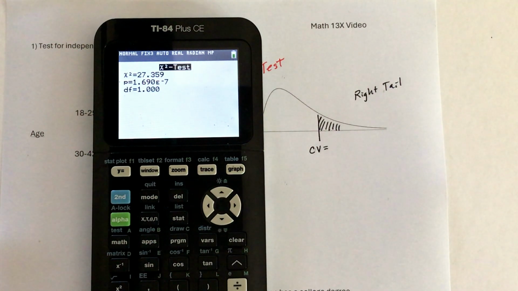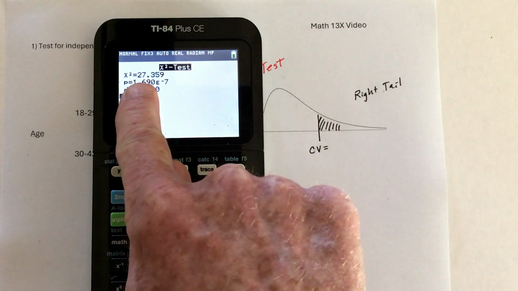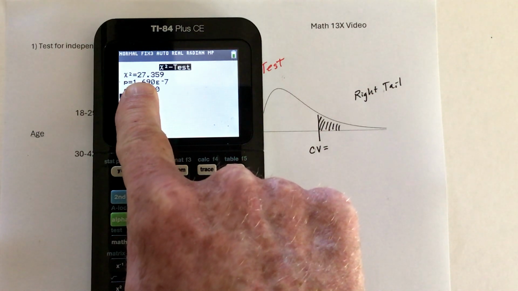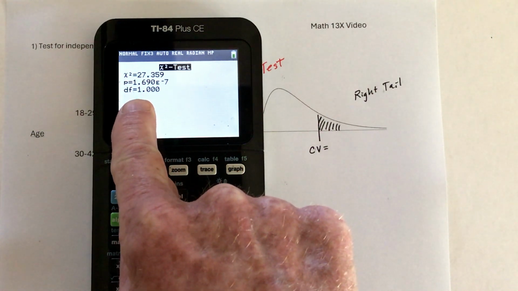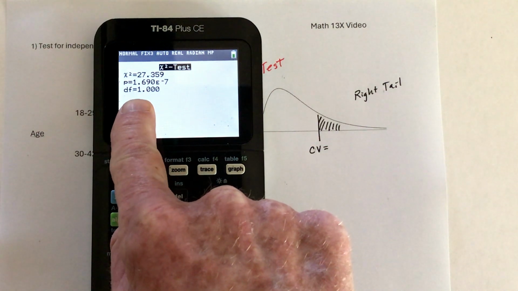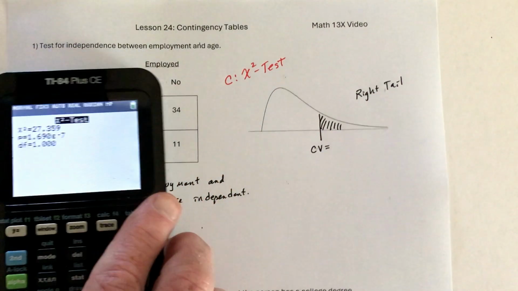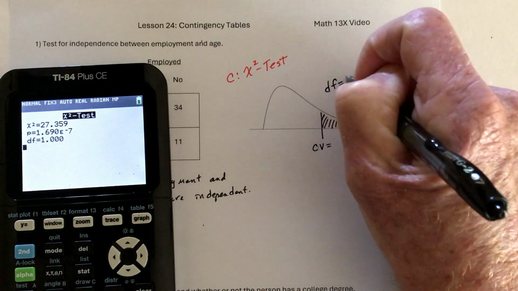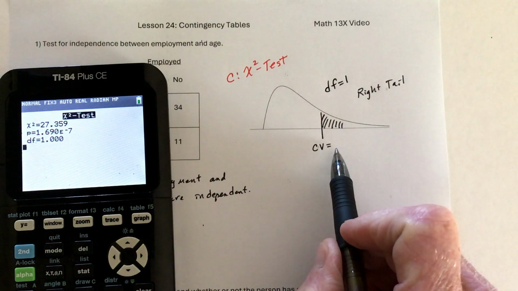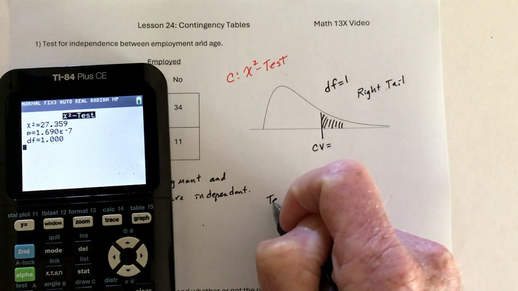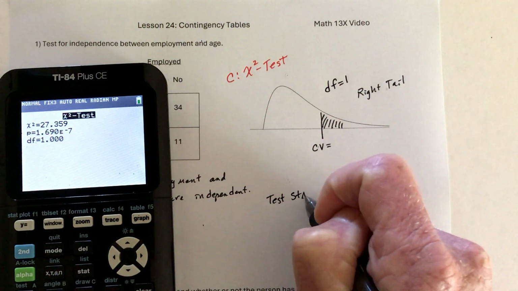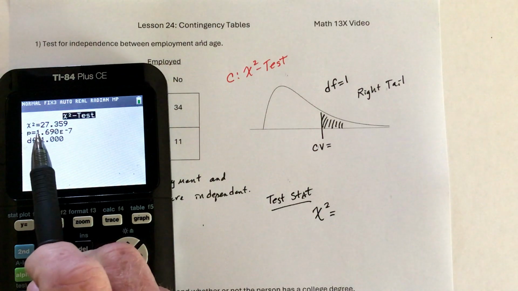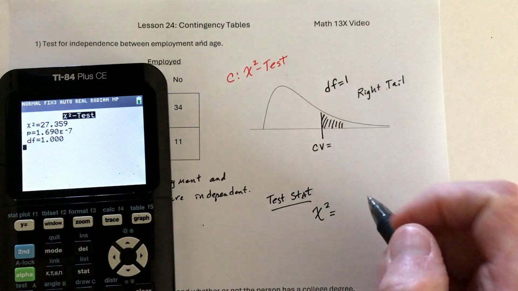And there's actually two things that we need from this. One is that's the test statistic, chi-squared equals 27.359. And then the calculator is nice enough to tell us the degrees of freedom equals 1. So let me write down that information. So the degrees of freedom equals 1. I'll need that in a moment to find the critical value. And then for the test statistic, chi-squared equals 27.359.